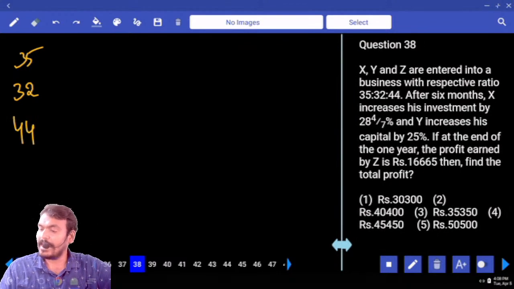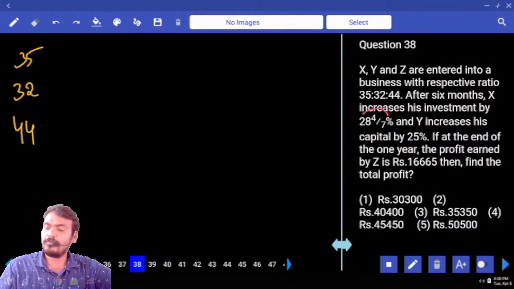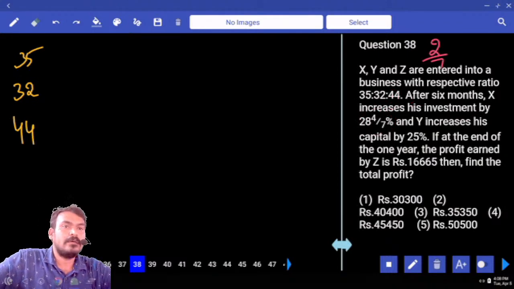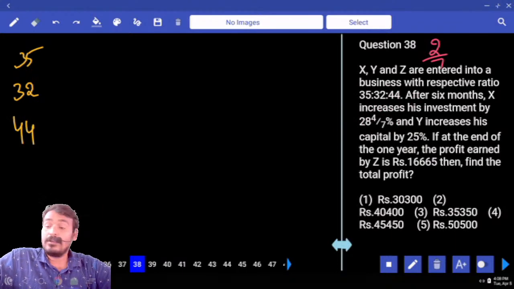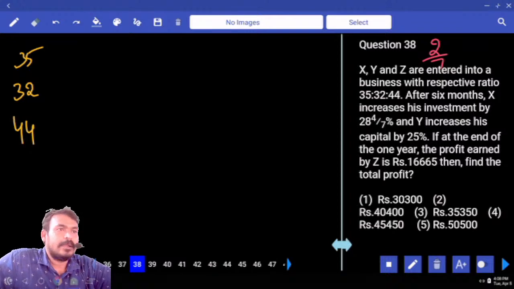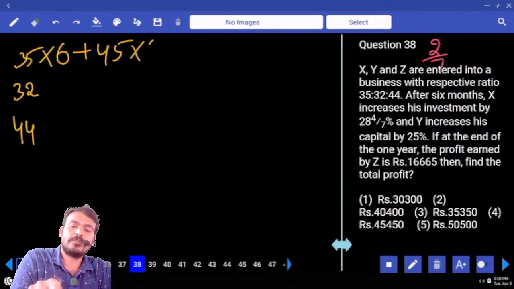After 6 months, X increases his investment by 28.4/7%. What is the fraction? 2/7. Out of 7 parts, how many parts are increased? 2 parts. 2/7 of 35 is 10. 35 plus 10 is 45. 35 parts are used for how many months? 6 months. Then 45 parts are used for the remaining 6 months.